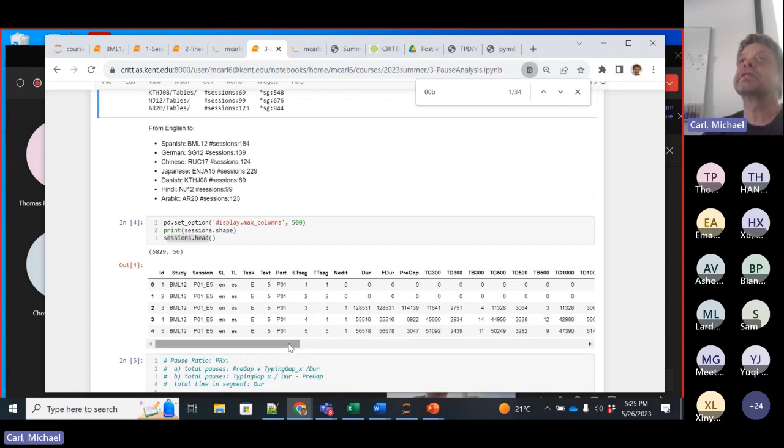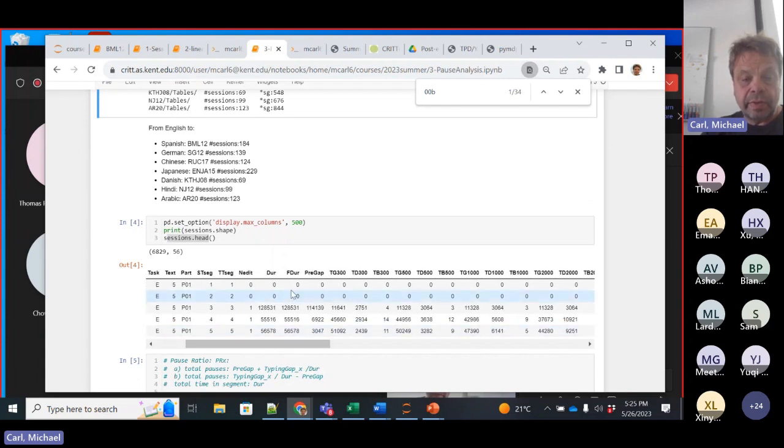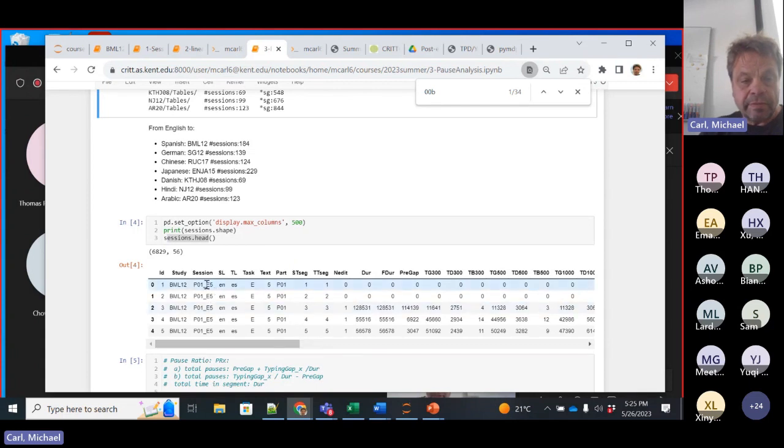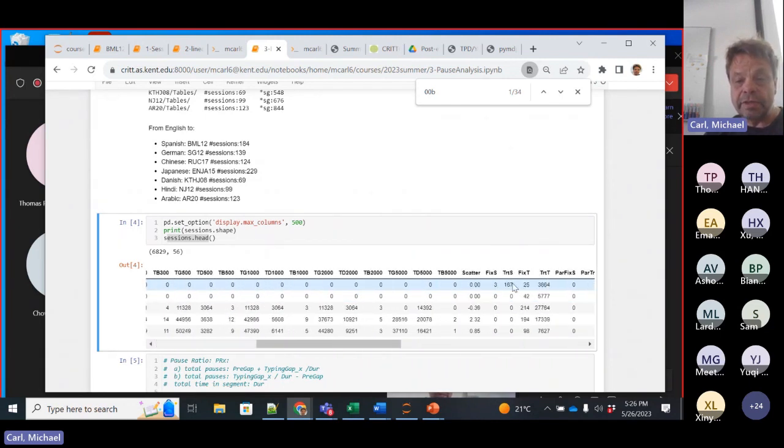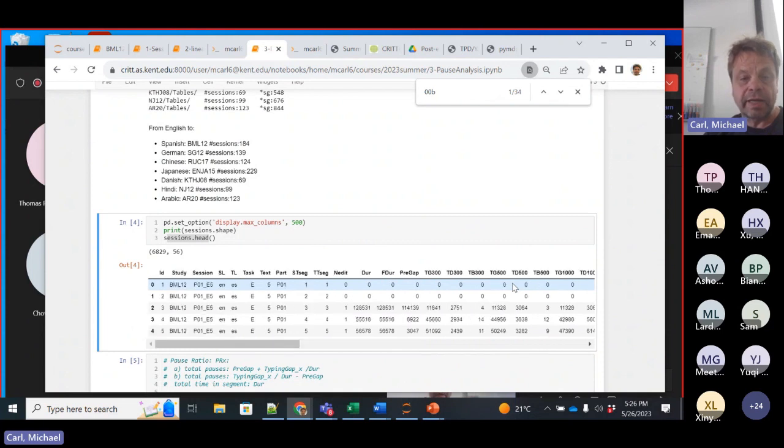Okay, so that's what we looked into earlier today and yesterday too. It's the same kind of structure. And here we have these different kinds of features that I was just talking about. This one here is the E session, so this is editing. And if there is no duration, it means that the person just didn't correct anything.